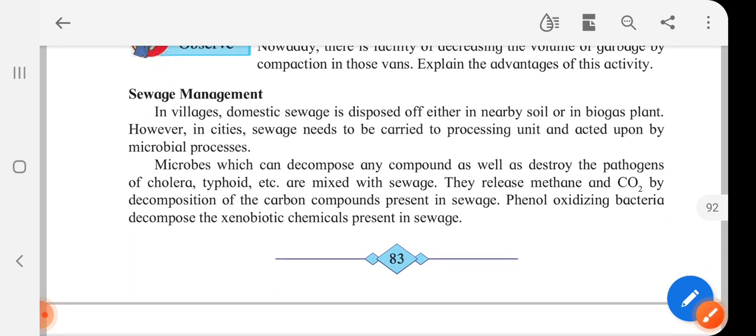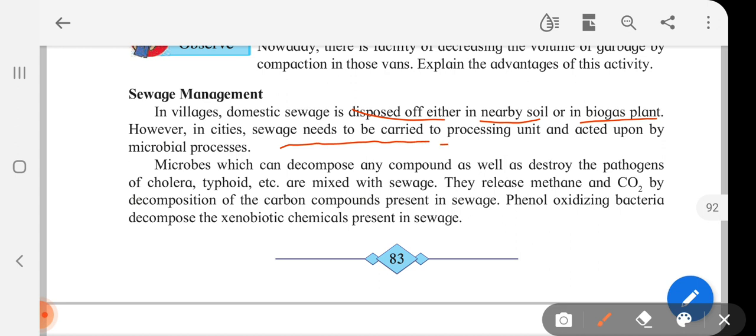Now, sewage management: how sewage can be managed through microbial actions. In villages, domestic sewage is disposed of either in nearby soil or a biogas plant. However, in cities, sewage needs to be carried to a processing unit and acted upon by microbial processes. So in villages, it's easy because the villagers can easily throw that waste in the biogas pit. But what if this sewage needs to be treated in cities?